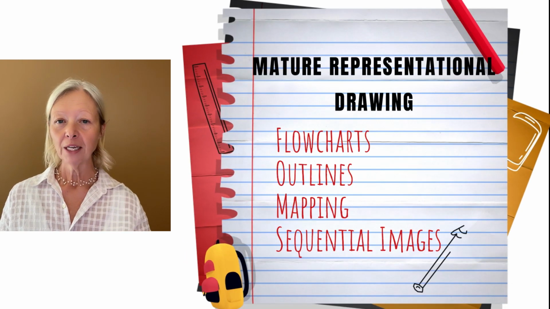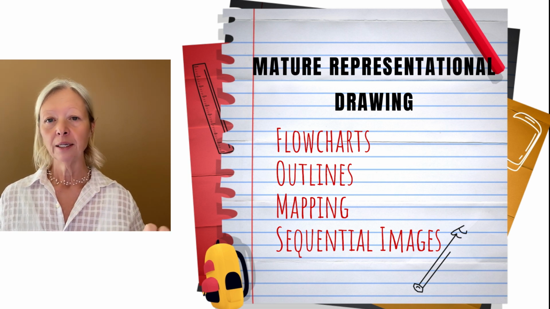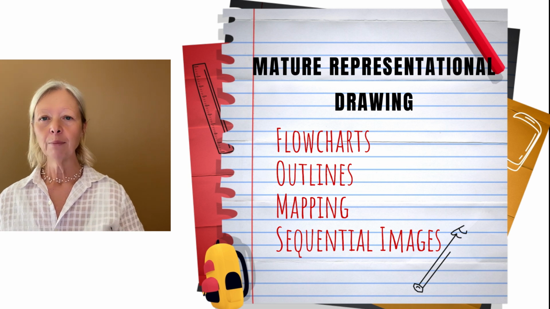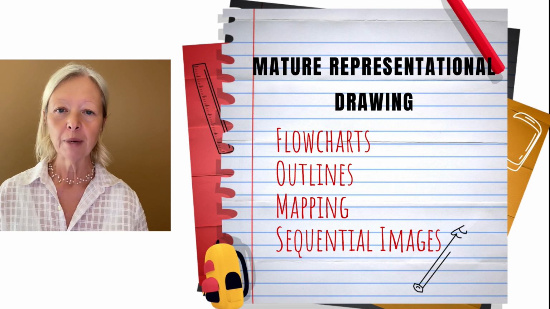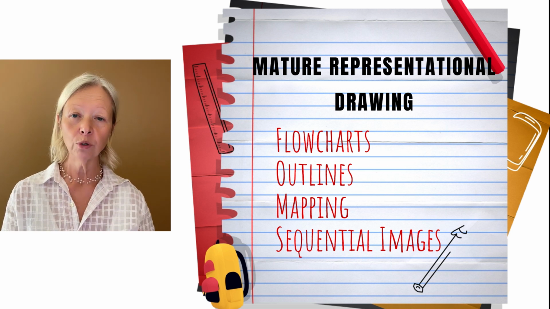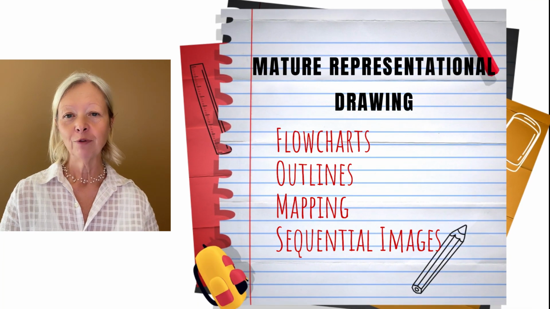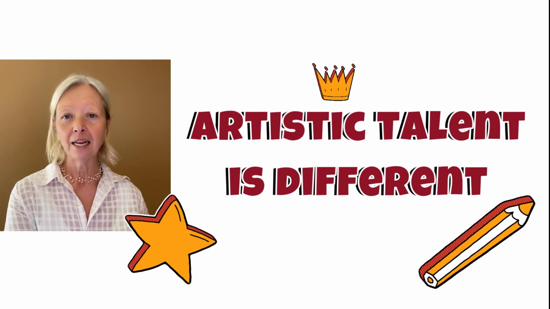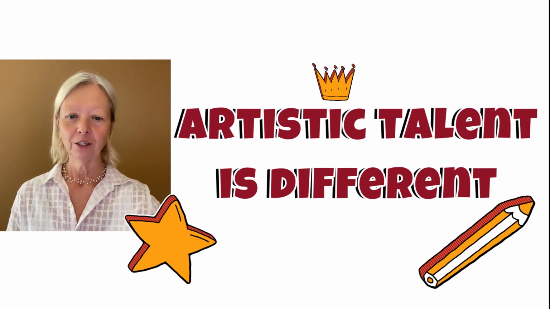It actually is the ability to draw flowcharts and outlines and mapping and sequential information images, and sequential images with that will provide information. So really a visual representation of what people are thinking. So there's a lot more to do with mature drawing than just drawing pictures that look like pictures in the environment. So that really gets more into artistic talent, which is different than what I'm talking about in this course.